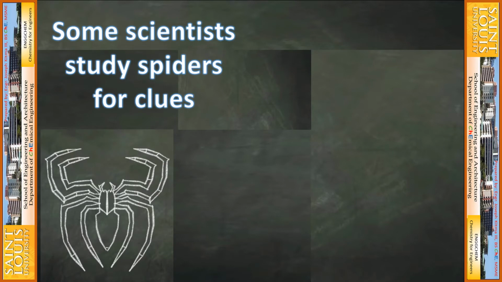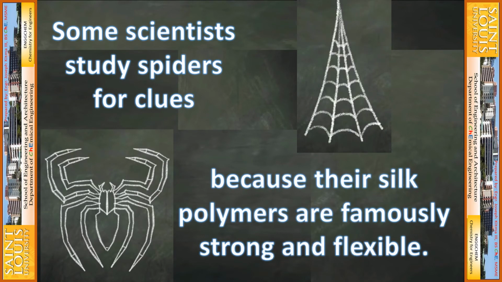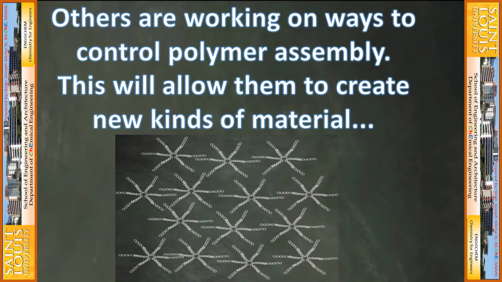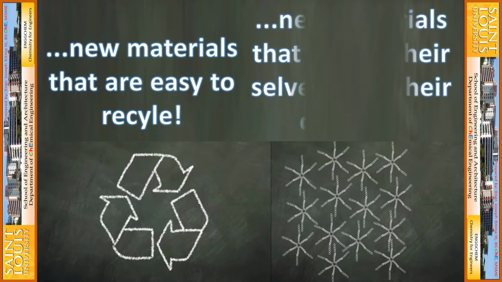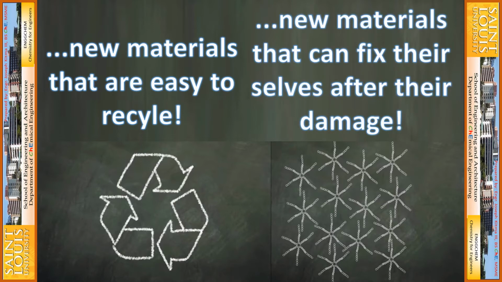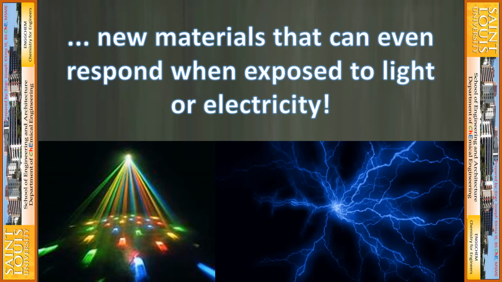Some scientists study spiders for clues because their silk polymers are famously strong and flexible. Others are working on ways to control polymer assembly. This will allow them to create new kinds of material. New materials that are easy to recycle. New materials that can fix themselves after their damage. New materials that can even respond when exposed to light or electricity.